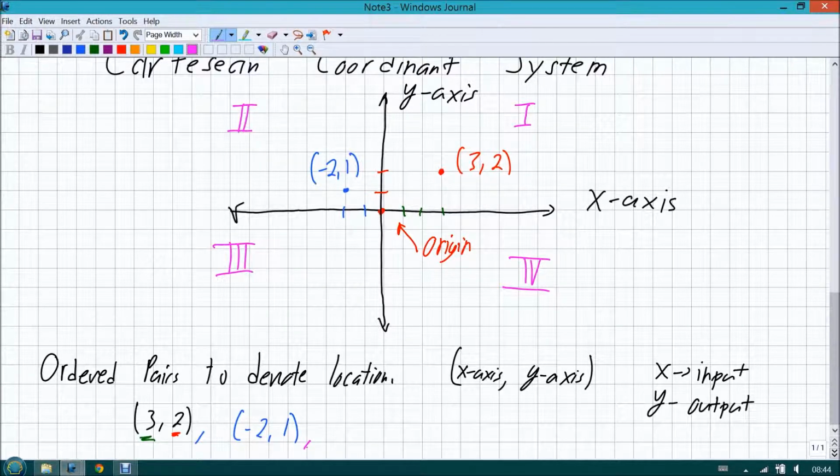What if they're both negative? What if I have -3, -5? Well, then I go to the left 3, 1, 2, 3, as per the -3. And then I would go down 5 per the -5. 1, 2, 3, 4, 5. And there would be my newest point: -3, -5.